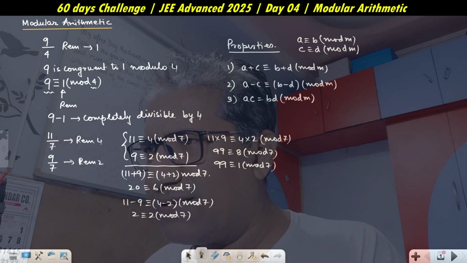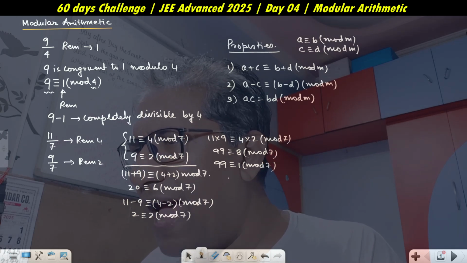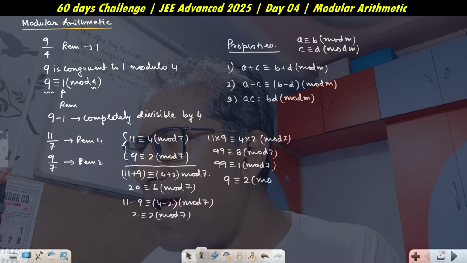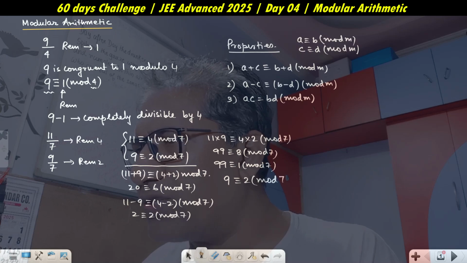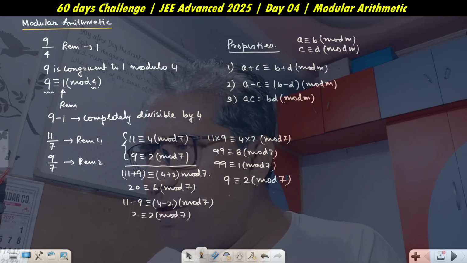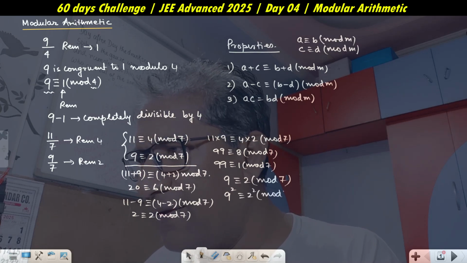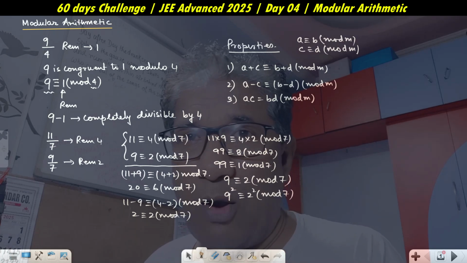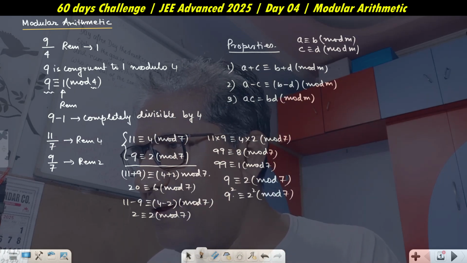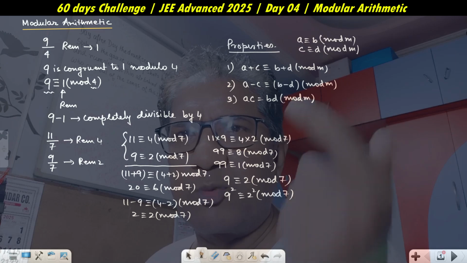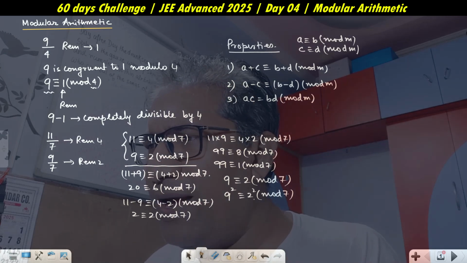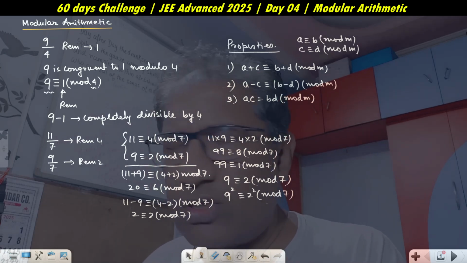Okay, what else? Now let us see, we have 9 and 2 are congruent modulo 7. So now if we raise its power to 2, it will be 2 square. Let me check whether this property holds or not. 9 square, I have raised its power to 2. So 9 square is congruent to 2 square modulo 7.